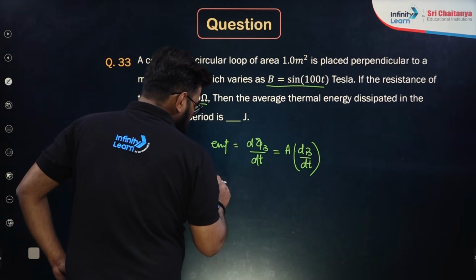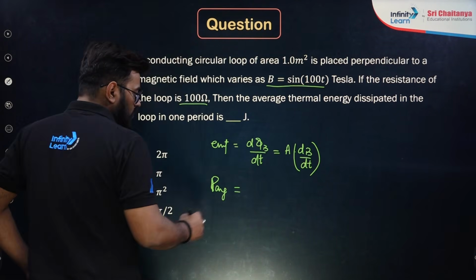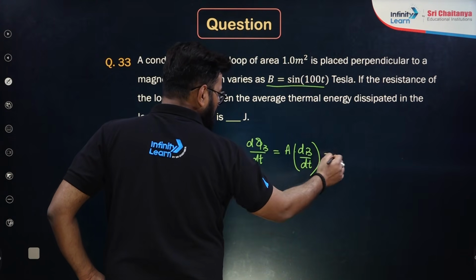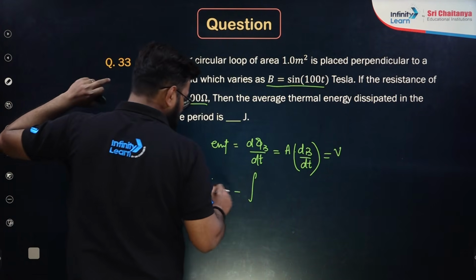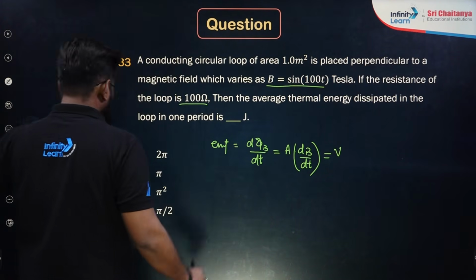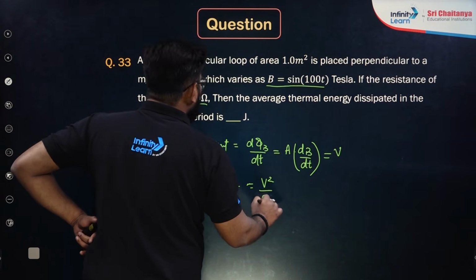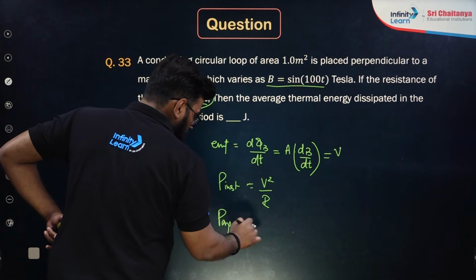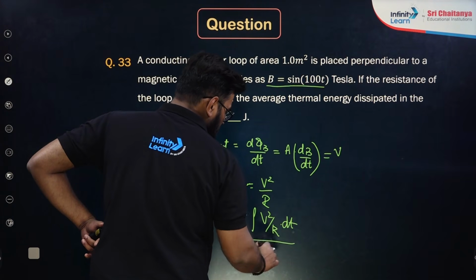So the average power is basically going to be the integration of whatever is the EMF which you will get, let's name it V. The instantaneous power will be how much? First let's define the instantaneous power. So instantaneous power will be V square whole divided by R, because the resistance is given. Now in order to calculate the average power, you will integrate instantaneous power, that is V square by R dt, and you will divide by integration dt.